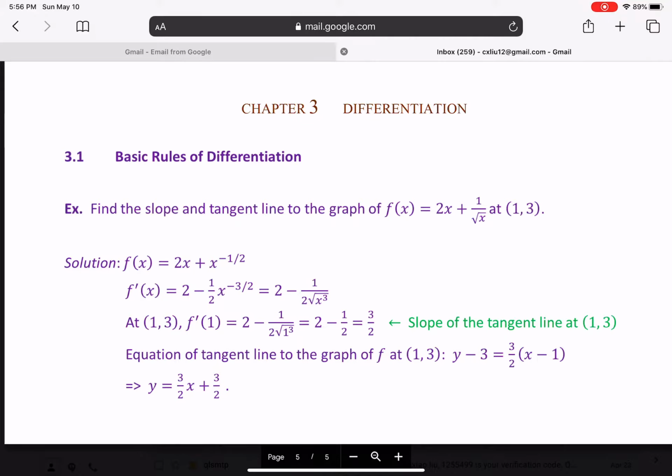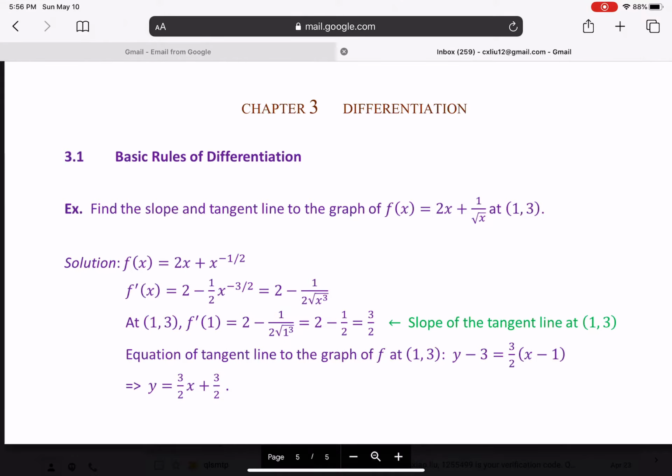So at the point 1, 3, the derivative of f is just f prime of 1. So plugging 1 for x in the derivative, we get 2 minus 1 over 2 times 1 cubed. So that's just 2 minus half, which is 3/2.